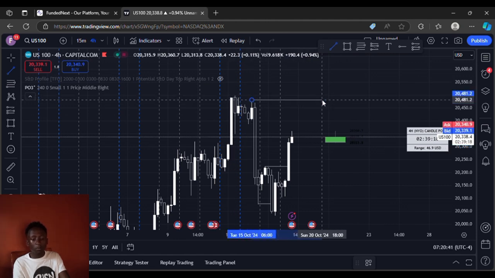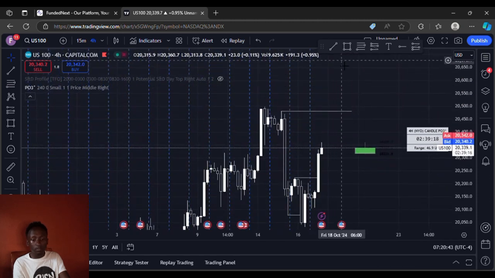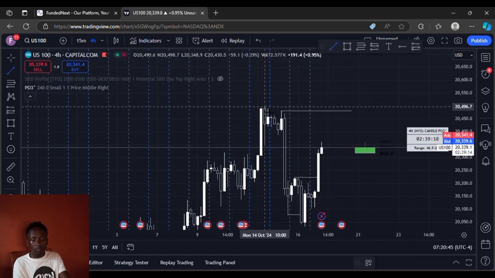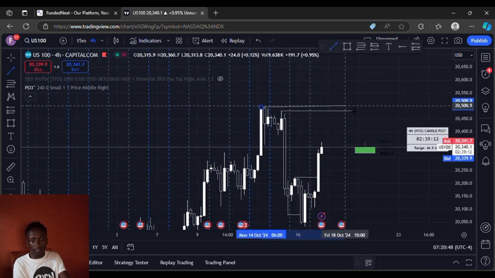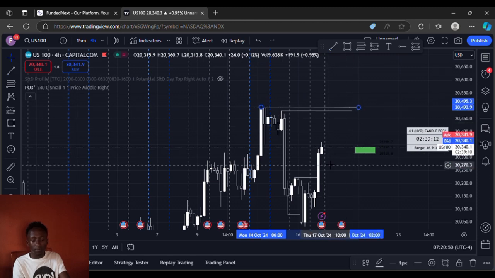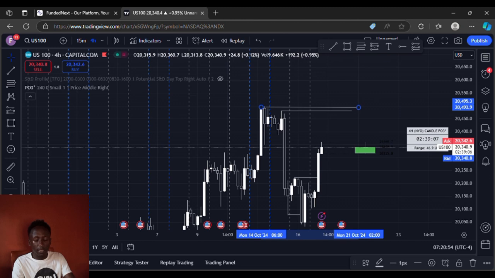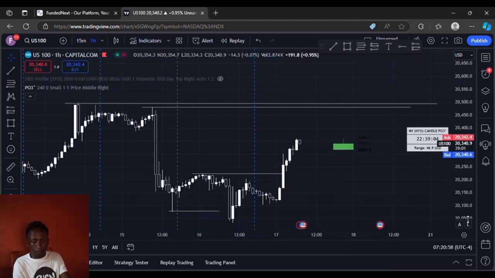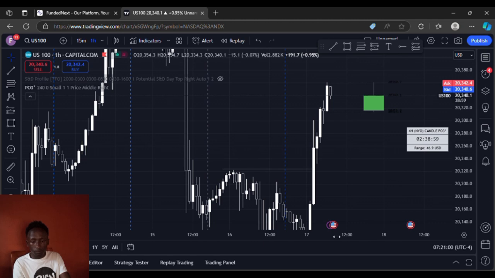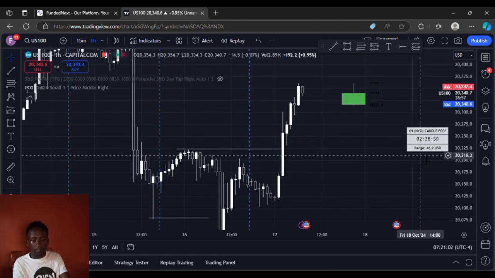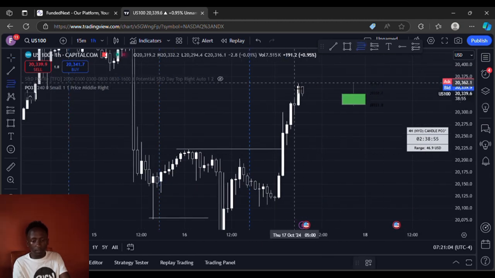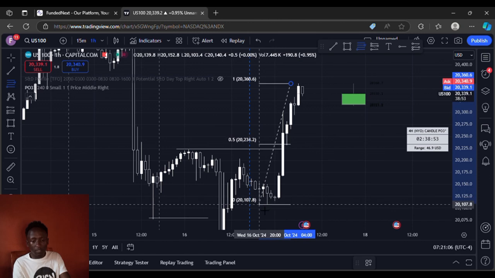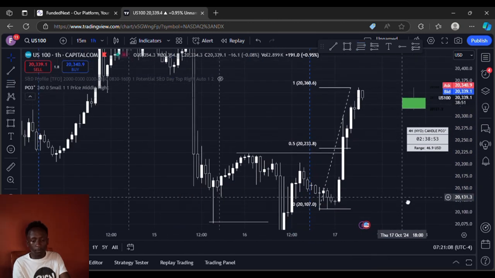I'm still long bias. These are the areas which I'll be targeting today. Wait first for some type of internal manipulation at this larger time frame imbalance before targeting higher. I'd like to see this for price to retrace back to equilibrium.